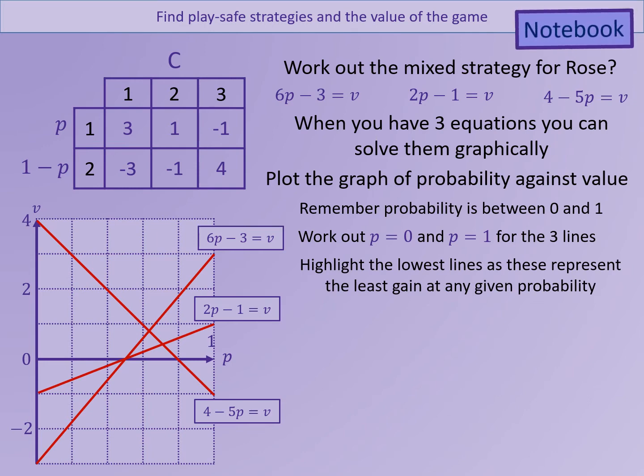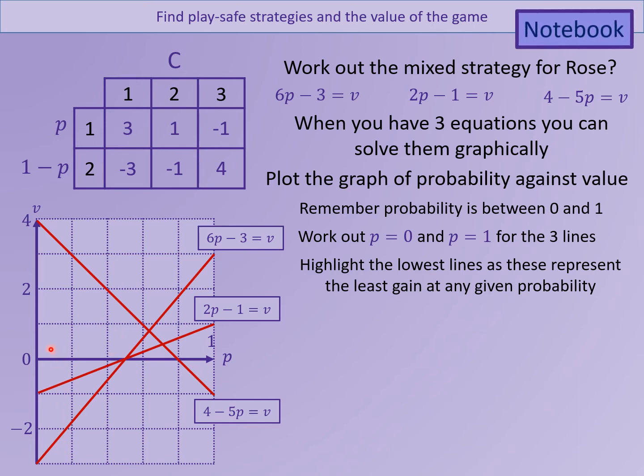So we now need to consider where on this graph will give the optimum strategy for Rose. In other words, minimising her choice of loss. Now, as P varies, depending on which of the 3 choices Colin makes, this changes Rose's potential outcomes. So, for example, for quite a small probability down here, Rose has the chance to win quite a lot if Colin chooses option 1, but also has a chance to lose quite a lot if Colin chooses options 2 or 3.